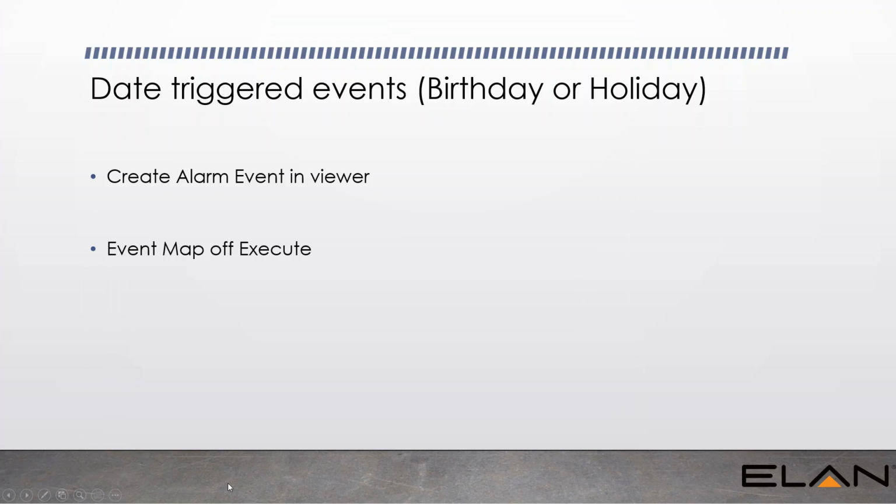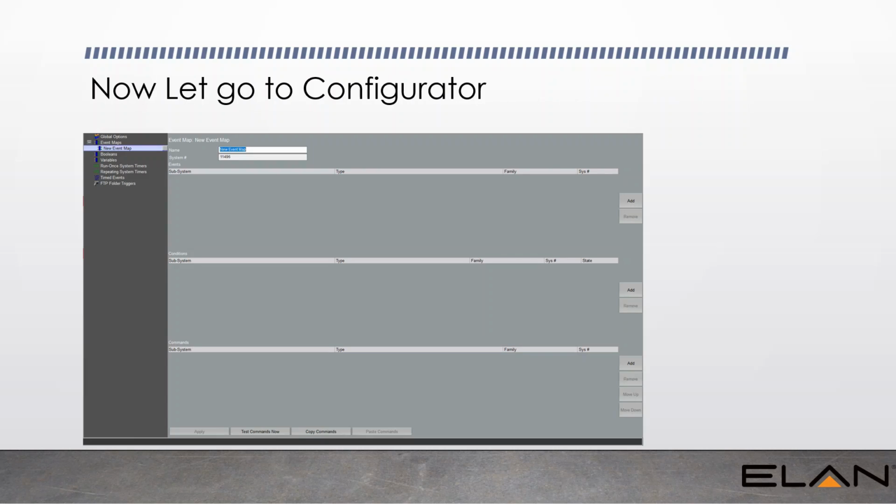Okay? All right, so let's see what else we got. Next one up was one we got quite a few requests for when we were talking about timers, which is date-triggered events like birthday or holiday. Well, first off, to do this, we have to create an event in the viewer using the alarm tab. And then we can just do an event map to execute off of that event. Okay, so let's go take a look at that.